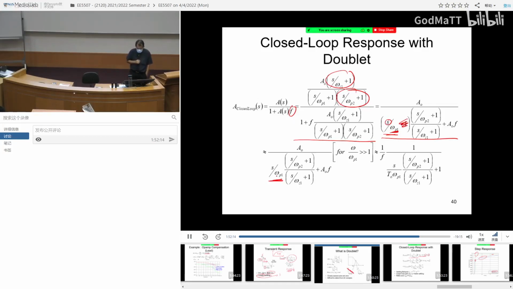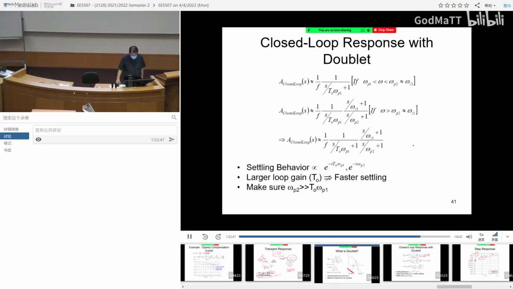Now I take this term out to the front. After taking out A0F, it cancels with A0, and I get this 1 over F. Now, if you take out A0F, this is actually T0. So you can see this omega P1 gets improved by the T0 factor. This is not surprising. It's still what we want. But we have this nuisance over here.